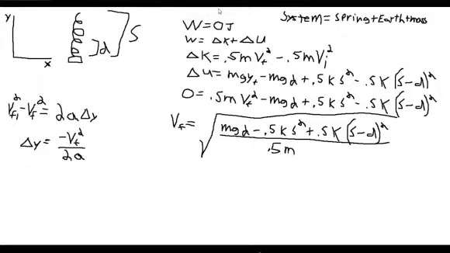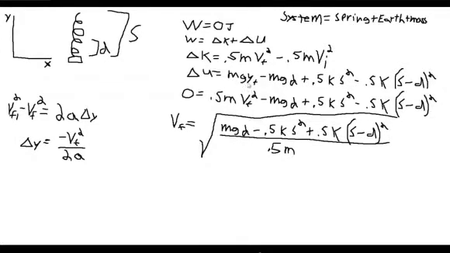So our total work is going to be 0, and work is the change in kinetic energy plus the change in the potential energies. So the change in kinetic energy is 1/2 m v final squared minus 1/2 m v initial squared. v initial is going to be 0 because it's released from rest. So our change in kinetic energy is going to be 1/2 m v final squared. Our change in potential energy is going to be the change in the gravitational potential energy plus the change in the spring potential energy.